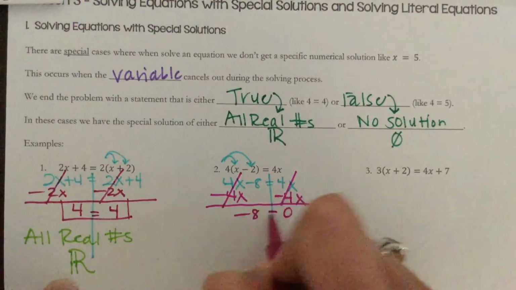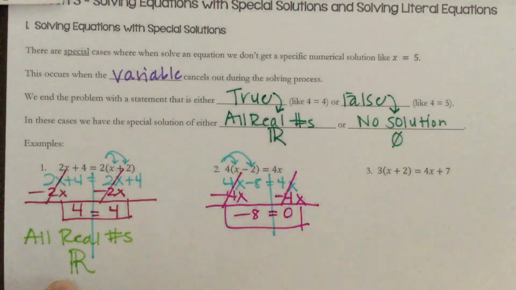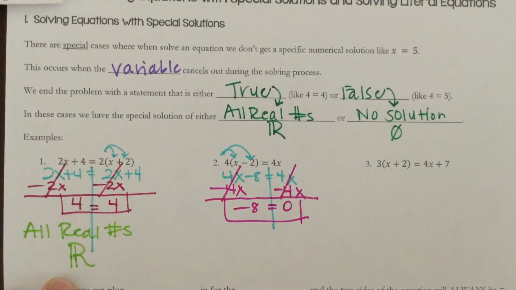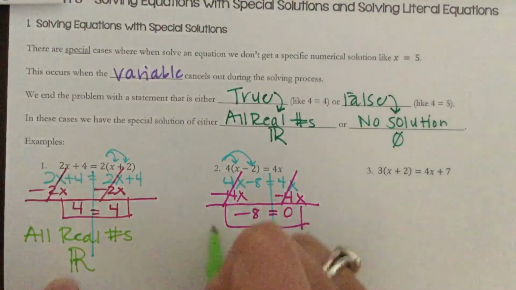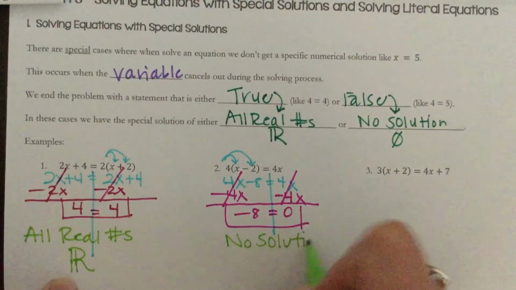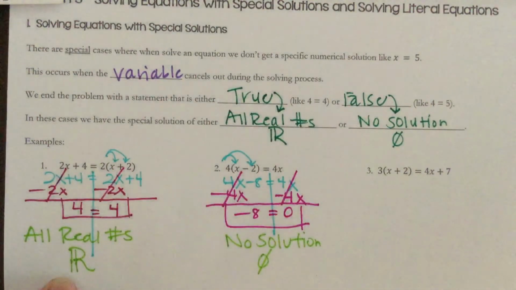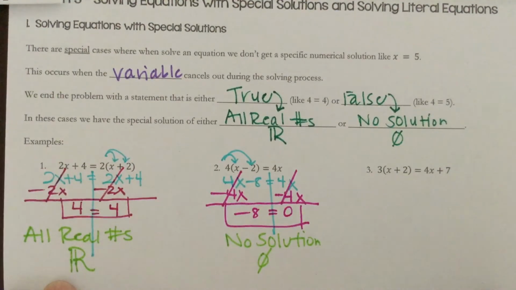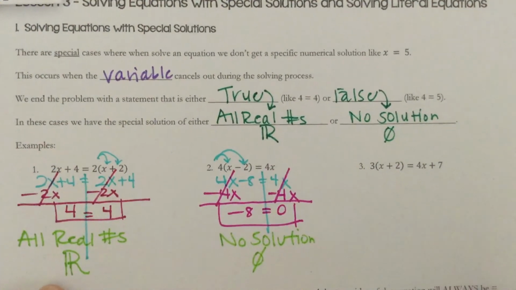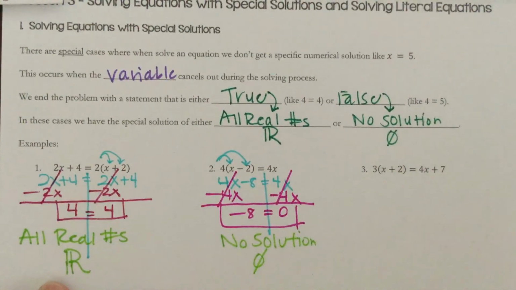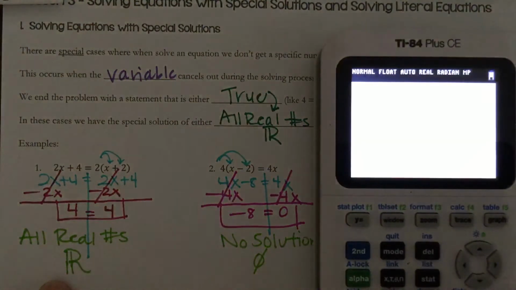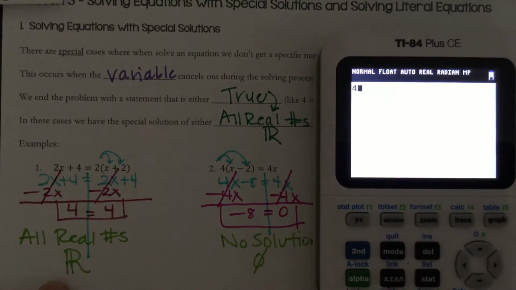So the left-hand side is equal to -8. When I think about the statement -8 is equal to 0, that is false. -8 is not equal to 0. And so we interpret our solution here as no solution, or the circle with the line through it. Either one is fine. What that means is it doesn't matter what number I plug in for x, the left-hand side of the equation and the right-hand side of the equation will never be equal. Again, let's try 10. 4 times 10 minus 2 comes out to be 32.